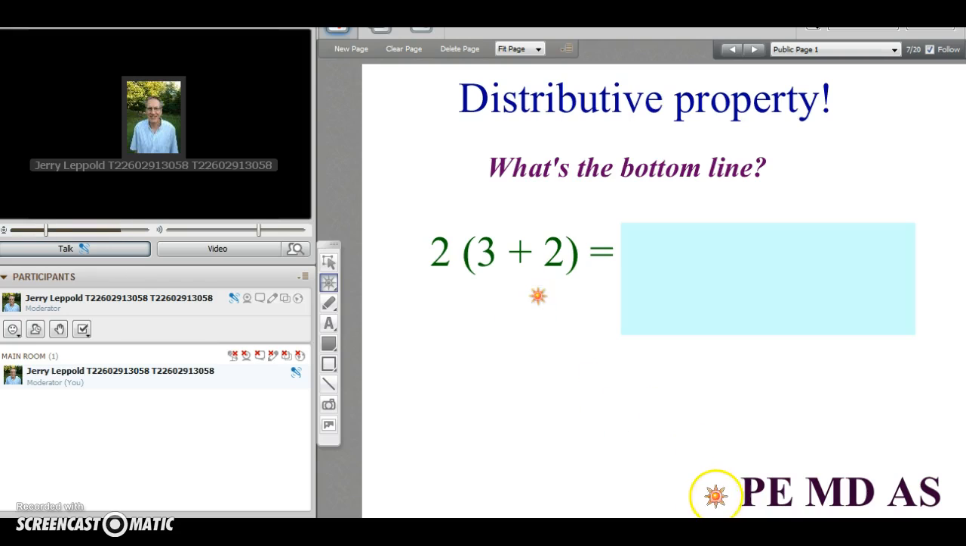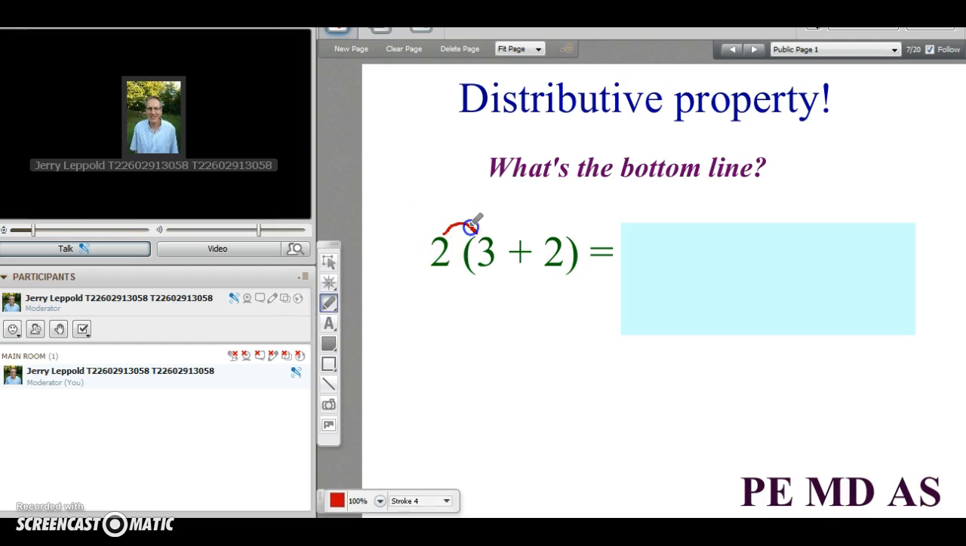Well, first off, if you look down here, anybody remember the "Please Excuse My Dear Aunt Sally"? That means when you have some kind of an equation, first you do the parentheses, and then exponents, and then multiply and divide, and then add and subtract. So here we would do the parentheses first, so you would say 3 plus 2 is 5, 2 times 5 is 10, right? Well, the distributive property is doing it a little different way.